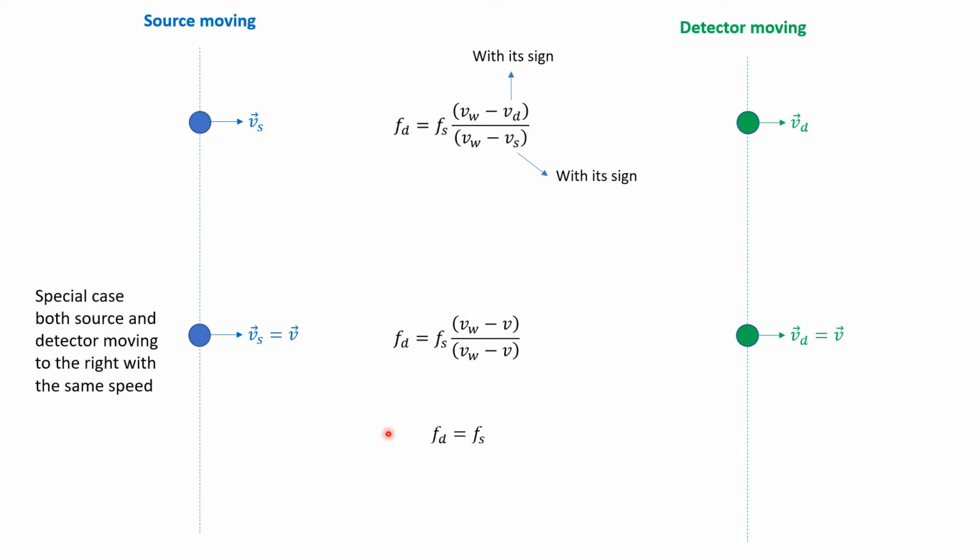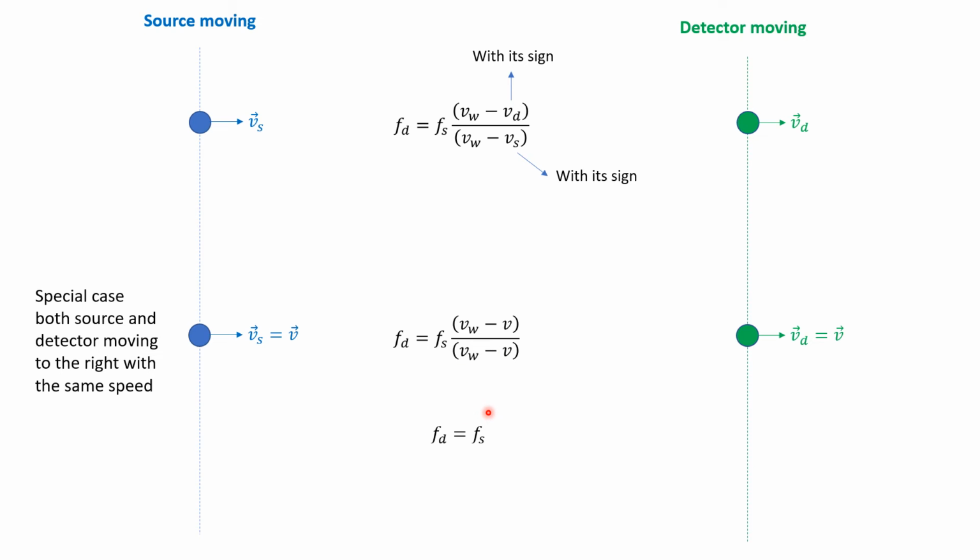So what if we put very special circumstances? What if we put the detector speed to be positive and to the right, and the source also positive and to the right? What will happen to the frequency relationship? Well, if you put V positive here and V positive here, this fraction becomes 1, and so the frequency is exactly the same.